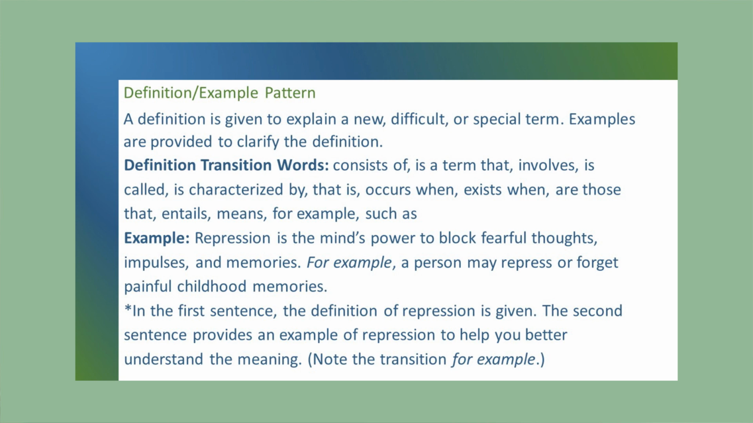Definition transition words or phrases include consists of, is a term that, involves, is called, is characterized by, that is, occurs when, exists when, are those that, entails, means, for example, such as. So you might see a lot of these when you're dealing with definition example pattern. Here's an example of a definition example pattern. Repression is the mind's power to block fearful thoughts, impulses, and memories. For example, a person may repress or forget painful childhood memories. See what happened there? We have a definition, and right after that definition, we have an example to show us a little bit more about what that word means.